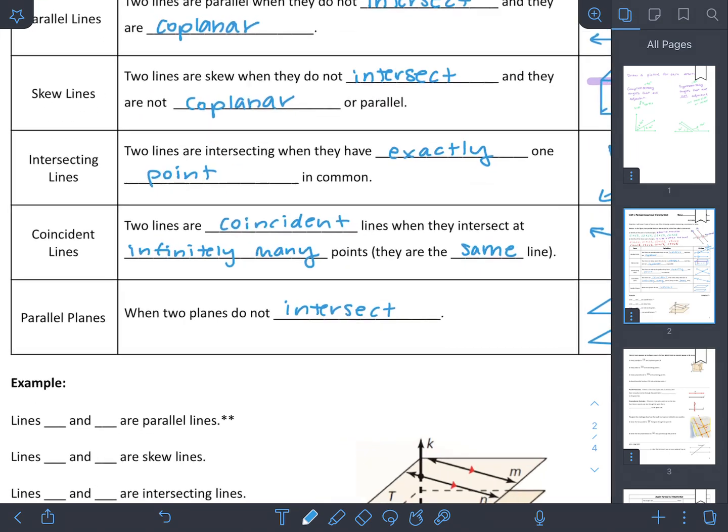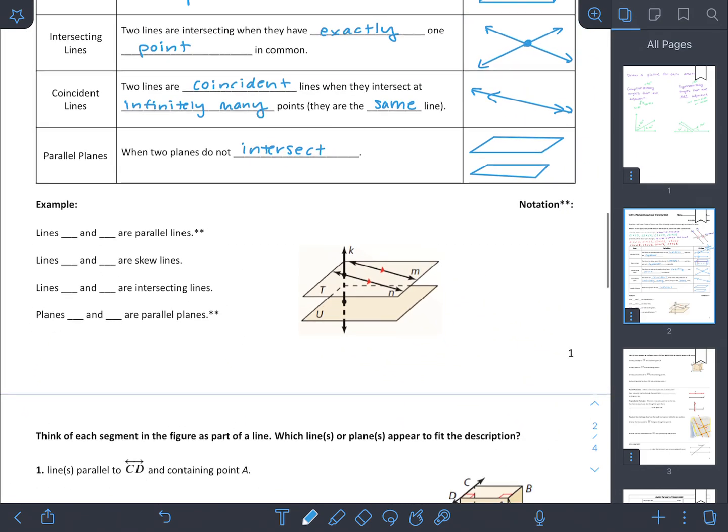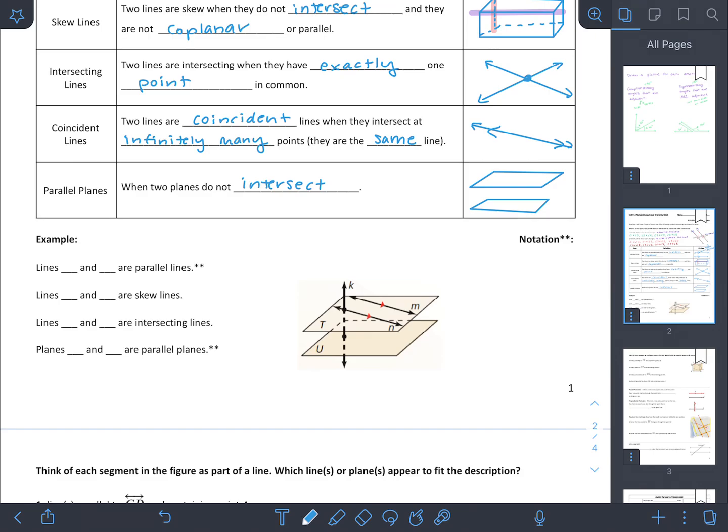So let's use this table to help us, and we're going to answer some questions on that last example. It says lines blank and blank are parallel lines. Well, based off the picture, the lines that are parallel would be lines M and N. So line M and line N.